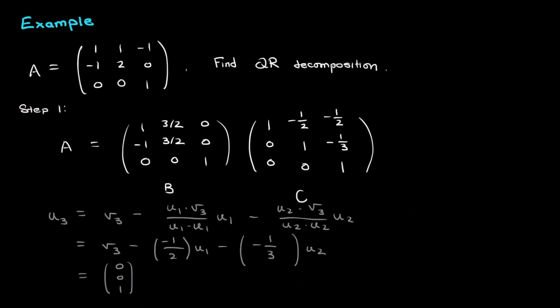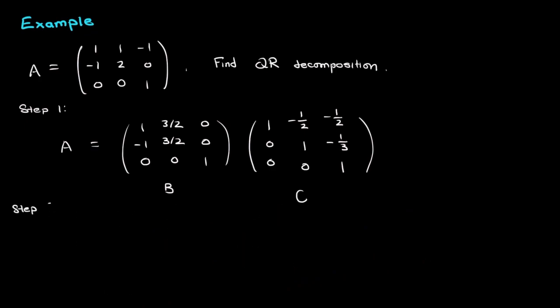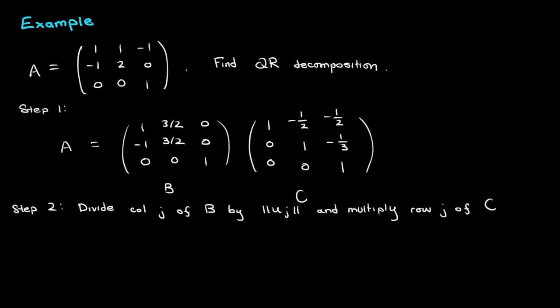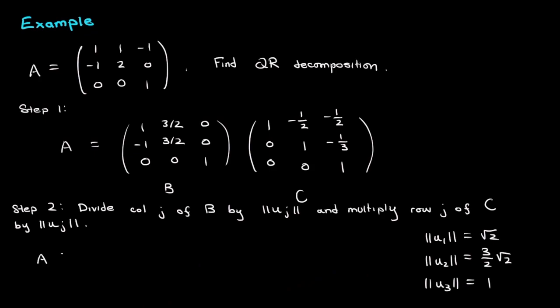In our final step, we're going to modify this decomposition so that the first matrix in the decomposition is actually an orthogonal matrix. So we're going to divide the columns of the matrix B by their magnitudes, and then multiply the rows of the matrix C that correspond to those columns by those same magnitudes. The magnitudes of the columns of B are respectively √2, 3/2 √2, and 1. To arrive at our final result, we need to divide the columns of B by these magnitudes and then multiply the rows of C by these magnitudes.